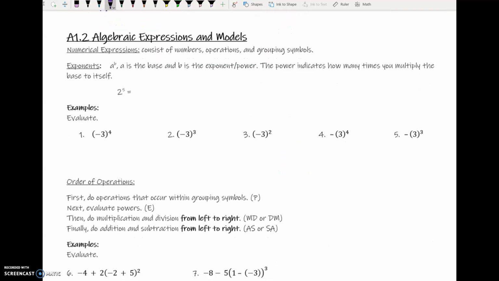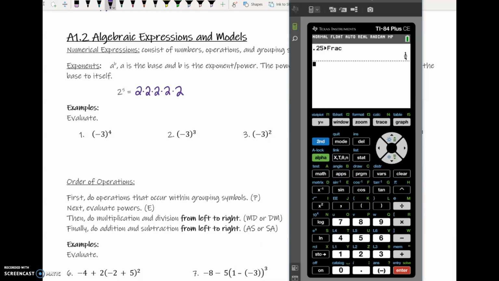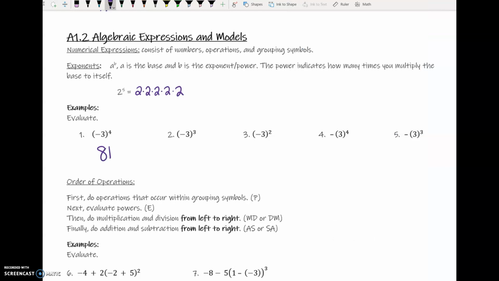Okay, in section 1.2, we're looking at algebraic expressions and models. Basically, a review: 2 to the 5th means 1, 2, 3, 4, 5. 2 to the 5th means repeated multiplication, multiplying a 2 times itself 5 times. When we evaluate this, we can use our calculator. The parentheses are incredibly important. So parentheses, -3, close your parentheses, raised to the 4th. This means -3 multiplied 4 times, which gives you 81.